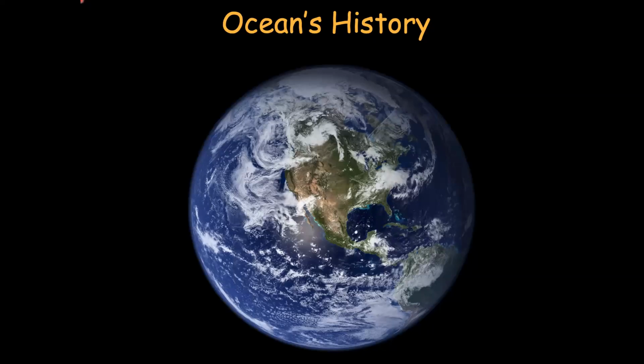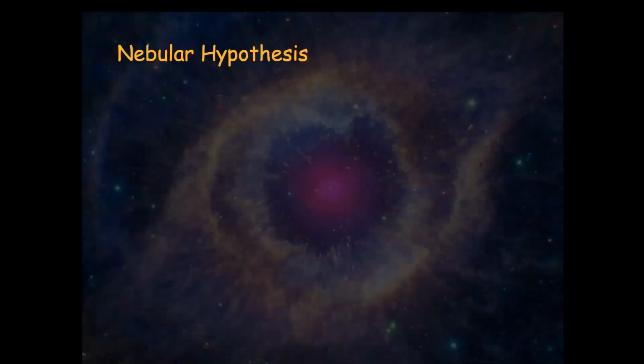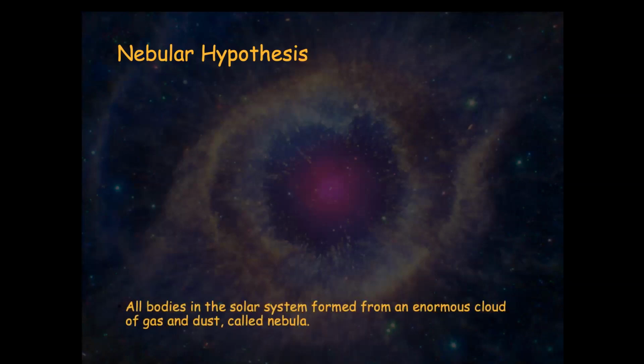The history of our ocean starts with the birth of our solar system and planet Earth. According to the nebular hypothesis, all bodies in the solar system formed from an enormous cloud composed mostly of hydrogen and helium, with only a small percentage of heavy elements. This cloud of gas and dust is called nebula.